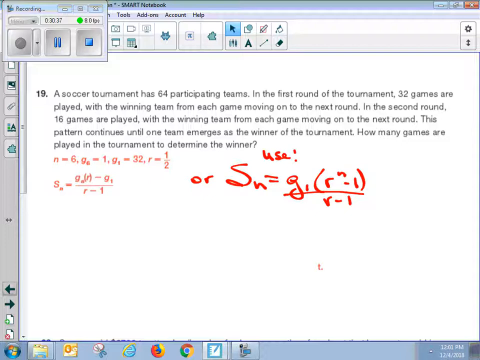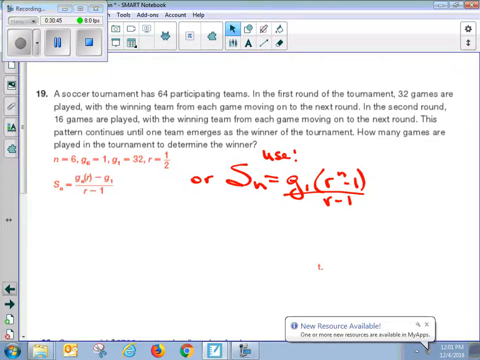So I might be the treasurer of the soccer association. I've got to get refs for all these games. I need to know how many refs I need, so that I make sure we have enough money in the budget to cover it. That would be a situation like that.